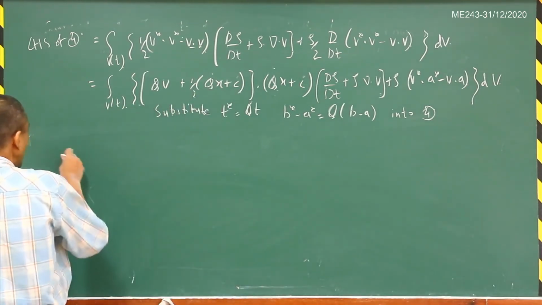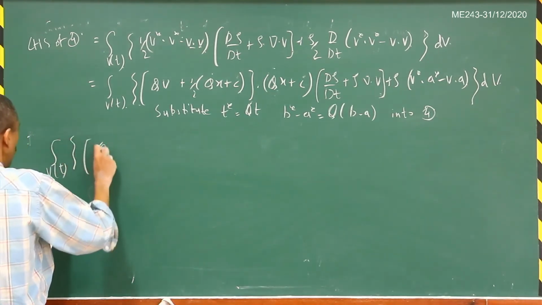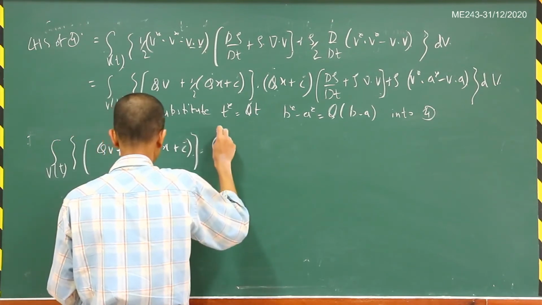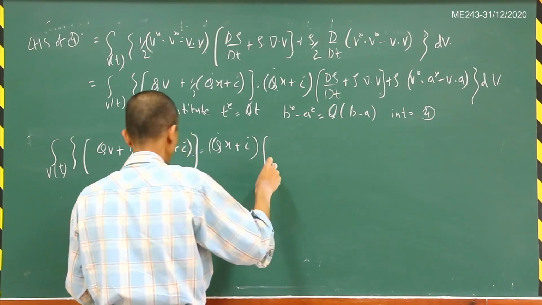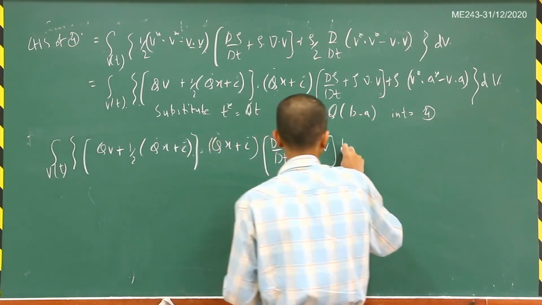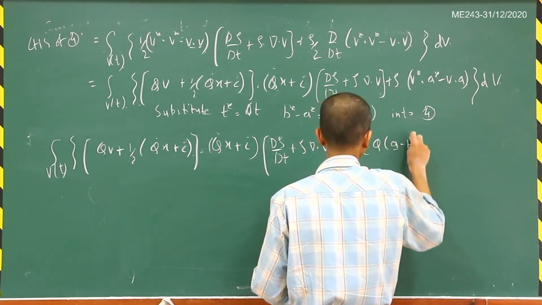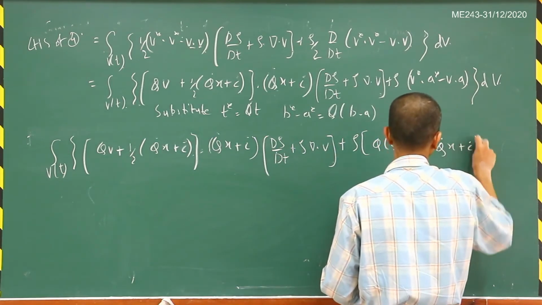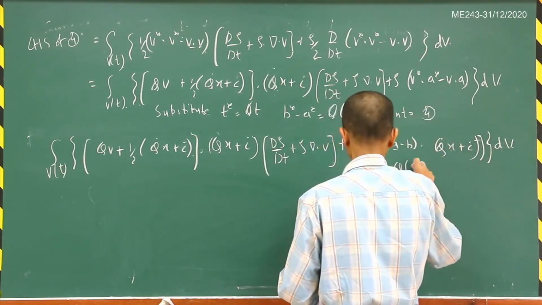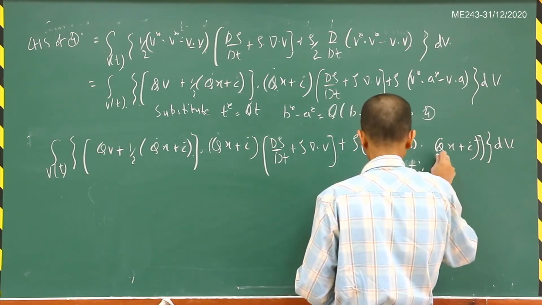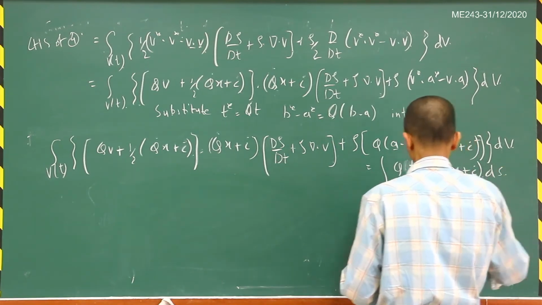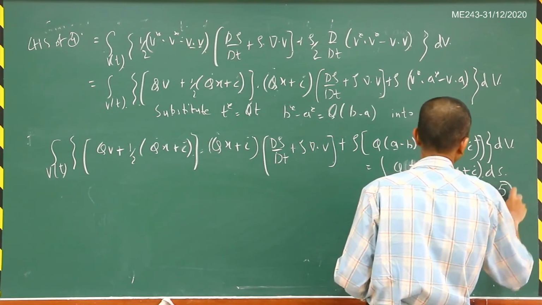So you will get that integral of v of t times q v plus half of q dot x plus c dot of q dot x plus c dot times d rho by dt plus rho del dot v, plus rho times q of a minus b dot q dot x plus c dot, times dv is equal to integral of q times t dot of q dot x plus c dot, ds over s of t. So let us call this the fifth relation.